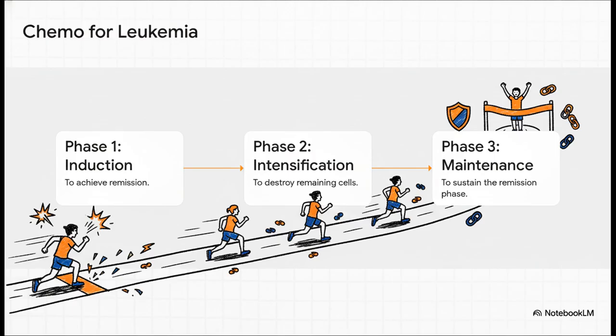First, you have induction. This is a really intense phase to get the patient into remission. Then there's intensification or consolidation therapy, which is designed to hit any of those sneaky leftover cells. And finally, there's a long maintenance phase to keep that cancer from ever coming back.